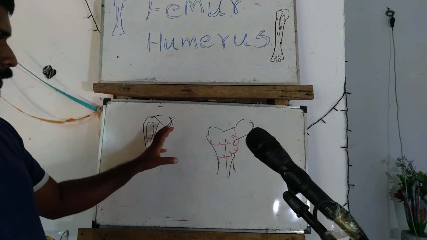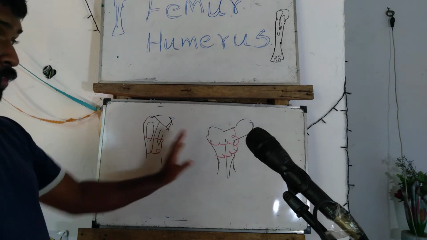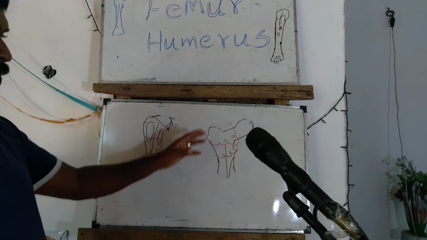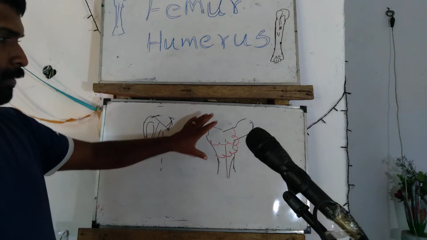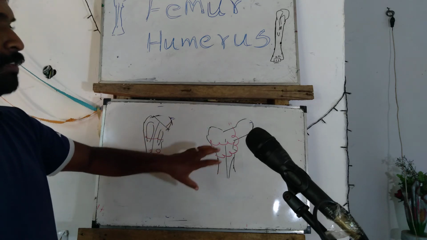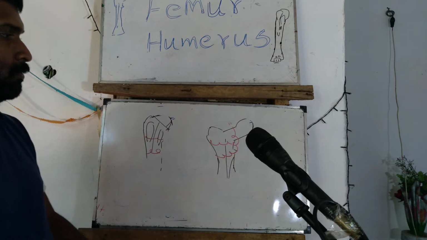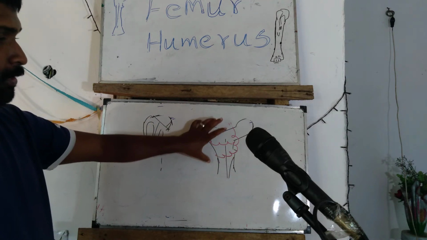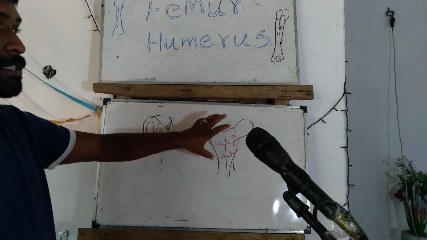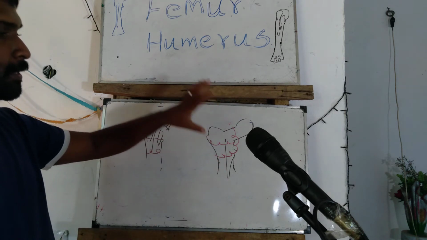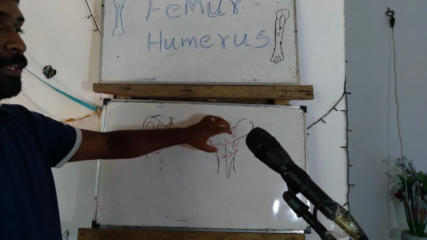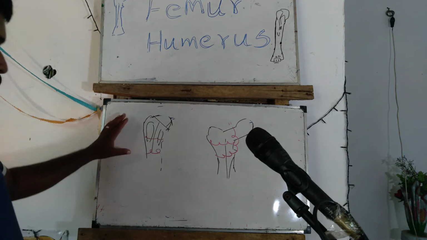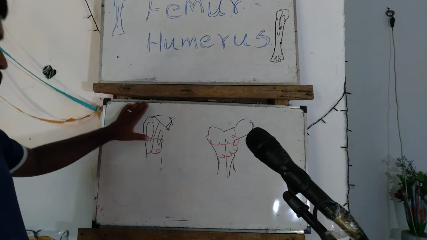This head and this long bone are freely movable. Why am I talking about this free movement? When we are ambulating, walking, running, jumping, this head and this shaft are always mobile. This is the weight bearing, full strength bone of the body. Then we go to the upper limb, the humerus bone.